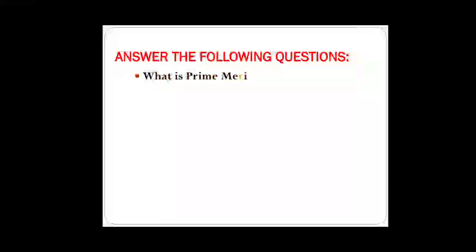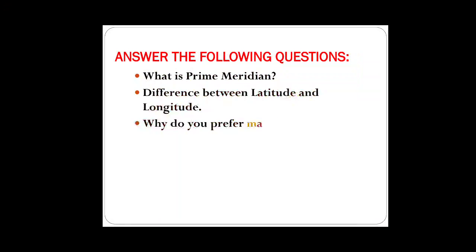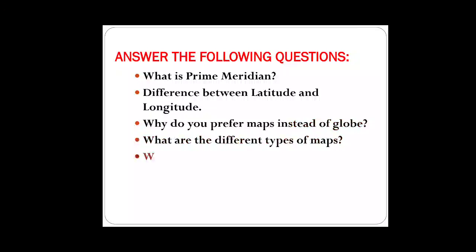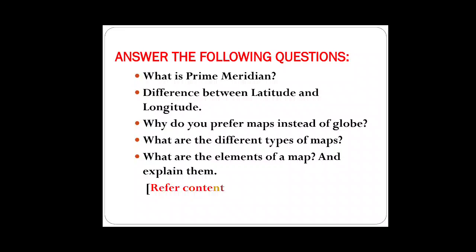Okay. Based on this video, there are a few questions, children. First one, what is prime meridian? Second one, difference between latitude and longitude. Third one, why do you prefer maps instead of globe? What are the different types of maps? And what are the elements of a map, and explain them. For this question, you can refer to content book page number 106 and 107 for the answer.